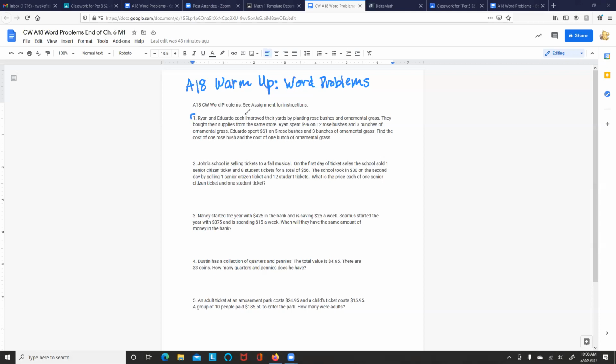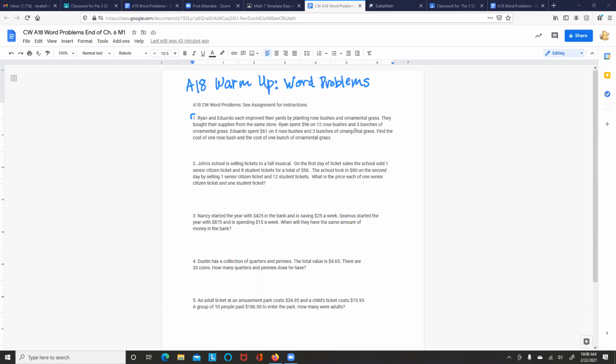All right, Ryan and Eduardo each improved their yards by planting rose bushes and ornamental grass. They bought their supplies from the same store. Ryan spent $96 on 12 rose bushes and 3 bunches of ornamental grass. Eduardo spent $61 on 5 rose bushes and 3 bunches of ornamental grass. Find the cost of 1 rose bush and the cost of 1 bunch of ornamental grass.